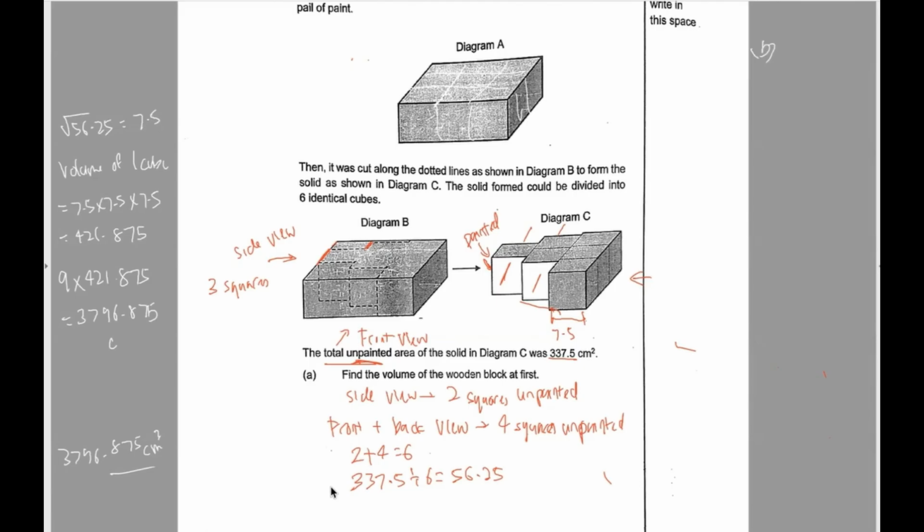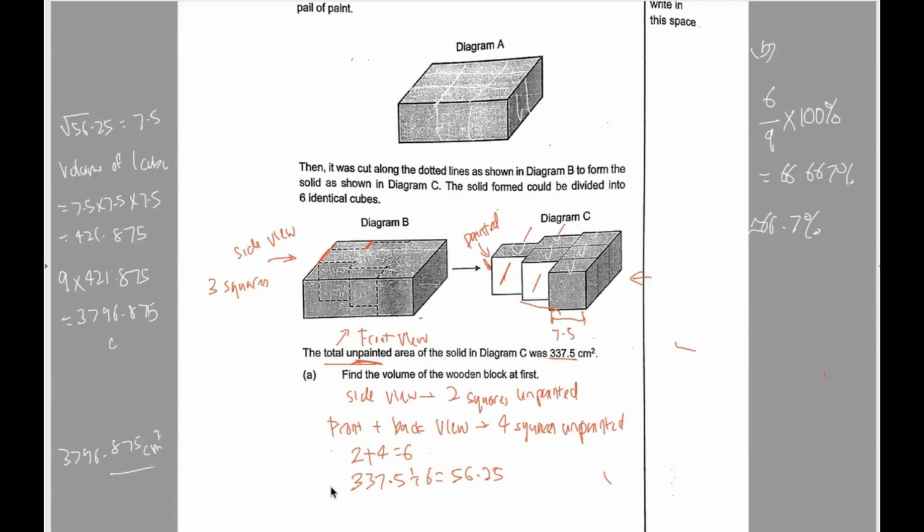Diagram C is made up of how many cubes? 1, 2, 3, 4, 5, 6. The original block is made out of 9 cubes, so the percentage will be 6 over 9 times 100%. And then you get 66.667%. Now, if the question wants you to be 1 decimal place, then you convert. Okay? If it never asks, leave as it is. Okay, now, let's look at the last question.